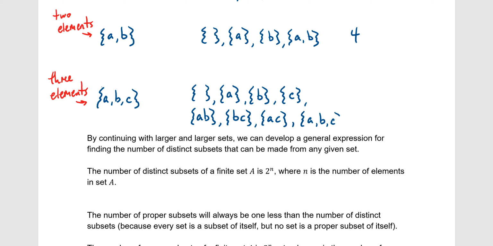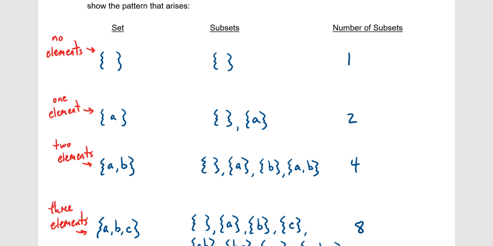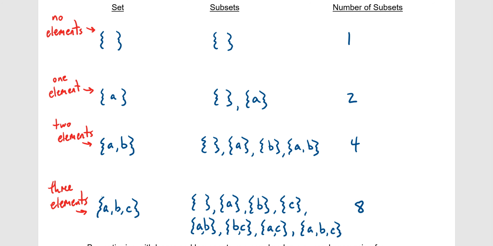ABC. I just forgot commas in here before. There we go. Okay, so this is every possible combination of subsets for this one, and this has eight different subsets. So let's take a look at the pattern that is arising here. The number of subsets for no elements is one, for one element is two, for two elements is four, for three elements is eight. So the pattern on the right, as we can see, keeps on multiplying by two. It goes from one to two to four to eight.